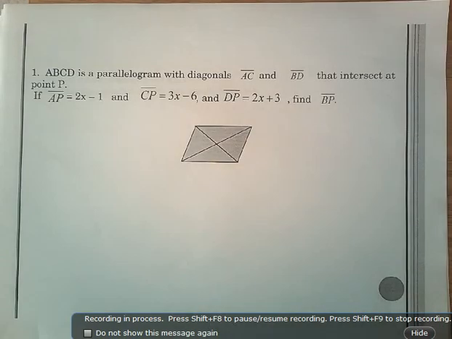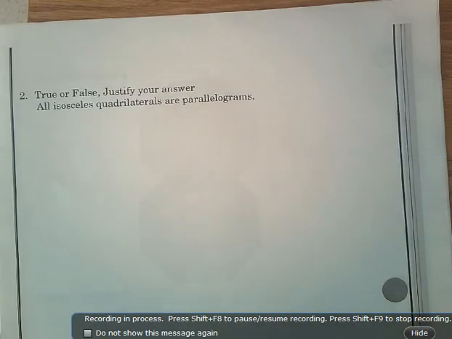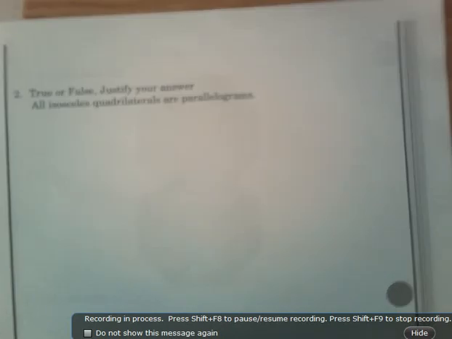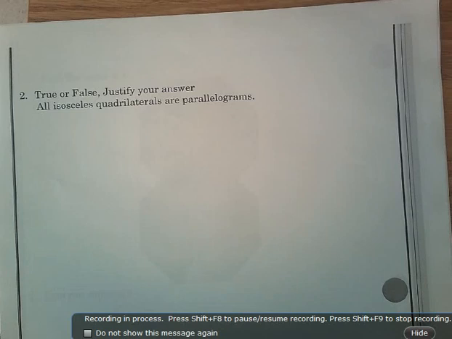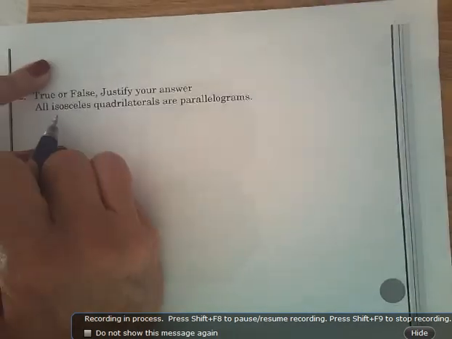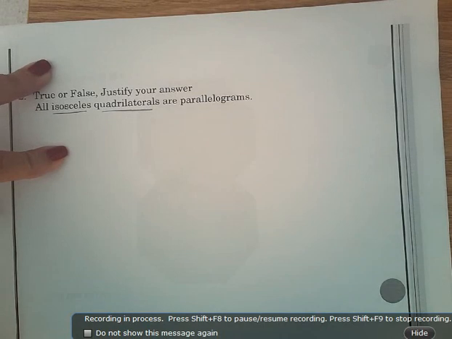All right, on number 2. Number 2 says, true or false, justify your answers. All isosceles quadrilaterals are parallelograms. Okay, well, first of all, isosceles quadrilaterals, first of all, what does isosceles mean? Isosceles means my legs are congruent.